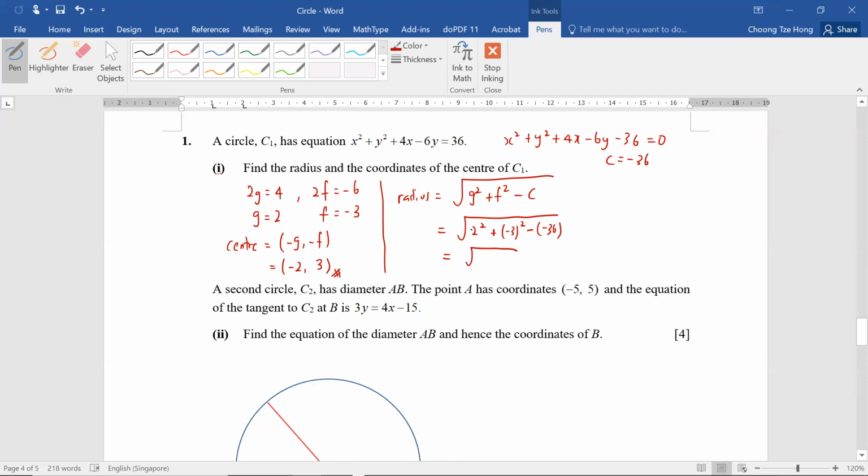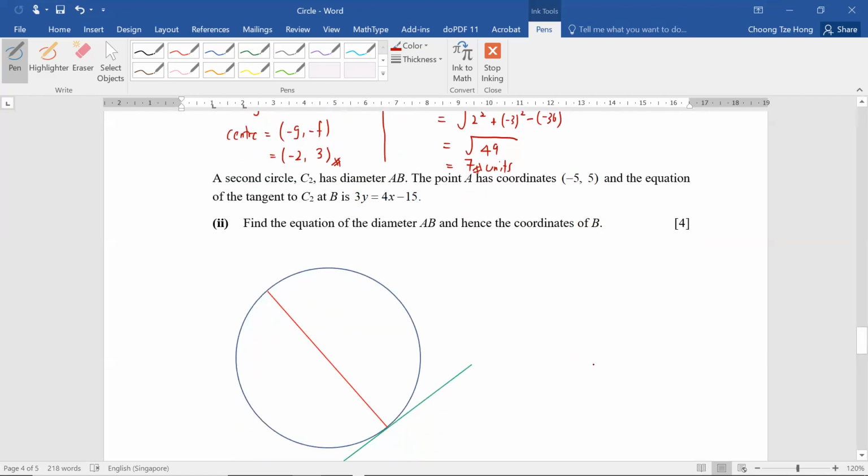Right, so from here we get 4 plus 9 plus 36. 4 plus 9 is 13, plus 36, so you get 49. Right, so square root of 49, you get 7 units. Okay, so the radius is 7 units. So we have made use of the first idea that we discussed today: how to obtain the center and radius of a circle from the equation of a circle, in this case the general form, right? Okay, let's look at part 2 of the question.